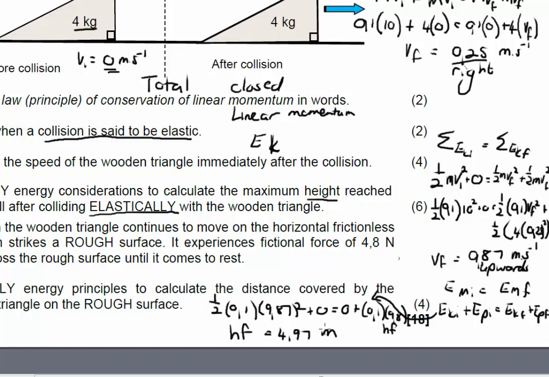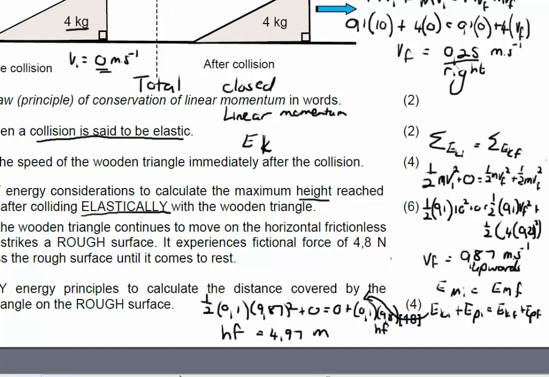So what we've done here is use our energy considerations. We first calculated the final velocity of the ball as it goes upwards vertically, 9,87 meters per second, and then we used the principle of conservation of mechanical energy, Ek initial plus Ep initial equals Ek final plus Ep final, to calculate the height of 4,97 meters.